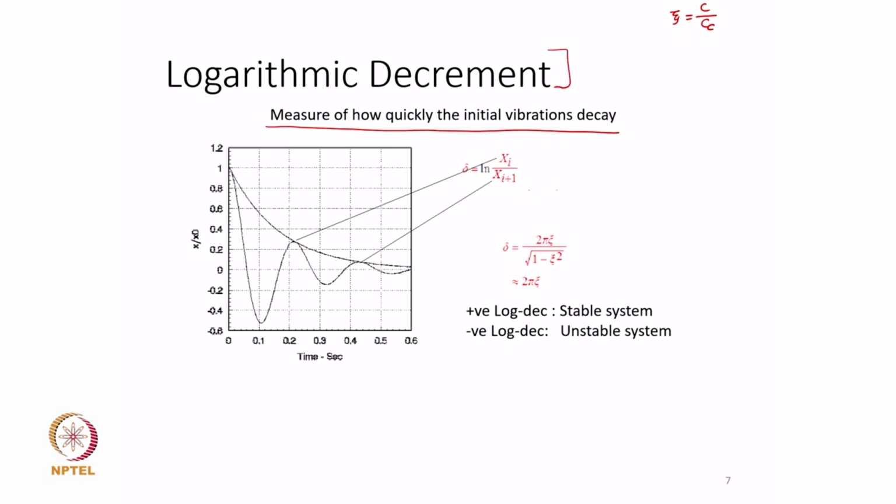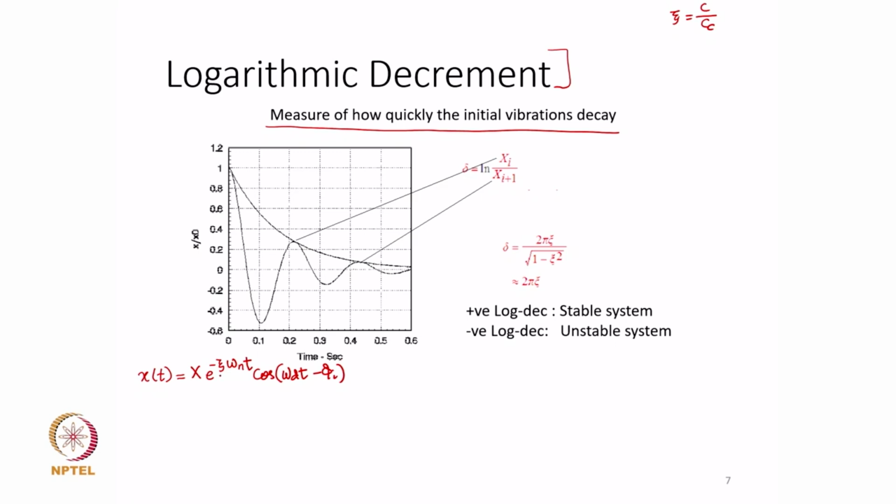Now, we all have seen the amplitude of free vibrations of a damped vibratory system given by capital X e to the power minus zeta omega n t cos(omega d t minus phi). That is the expression that we had, right?